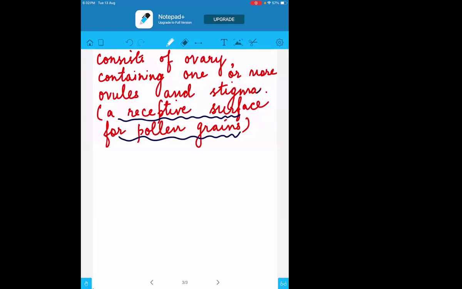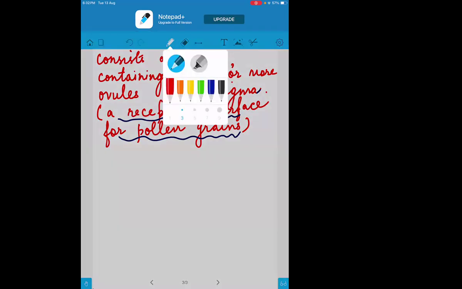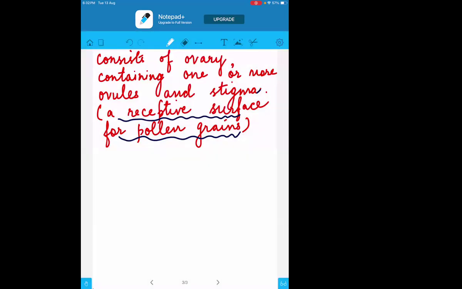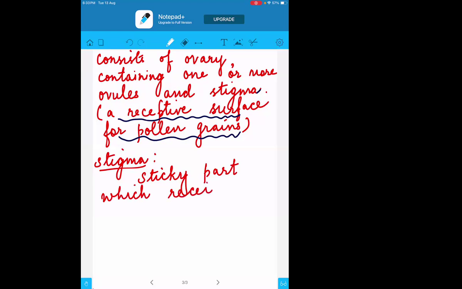Here, this part is connected actually. The stigma will be the answer. So stigma is the receptive surface for the pollen. Receptive means they will be receiving it, okay? So stigma will receive the pollen grains. So for the stigma, sticky part which receives the pollen grains.